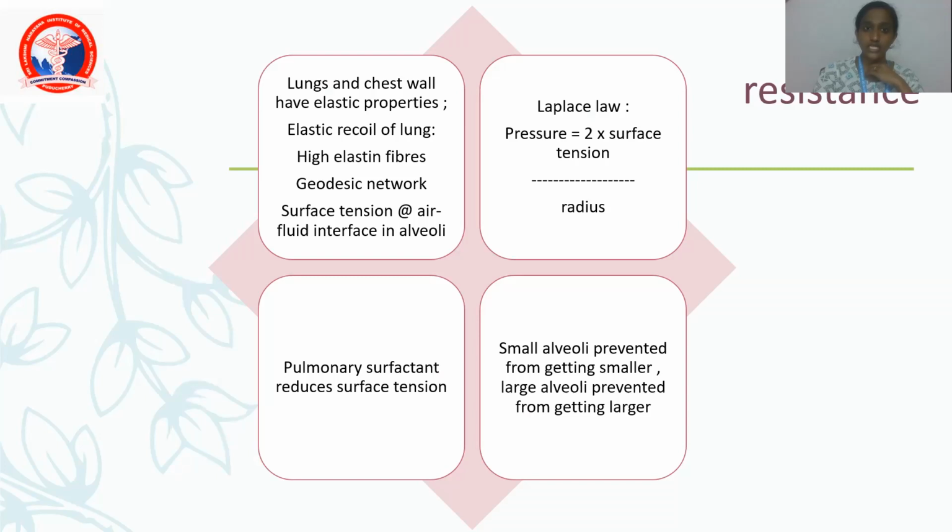So coming to the next terminology, which is the elastance. Surface tension and elastance all go hand in hand. Lungs and the chest wall all have their elastic property. Why is the elasticity high? Because they have a high amount of elastin fibers.